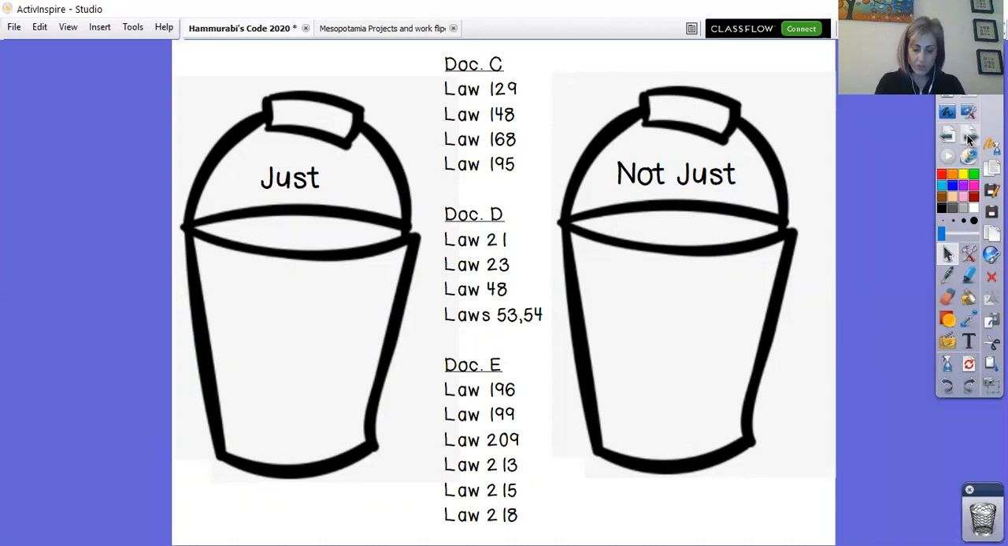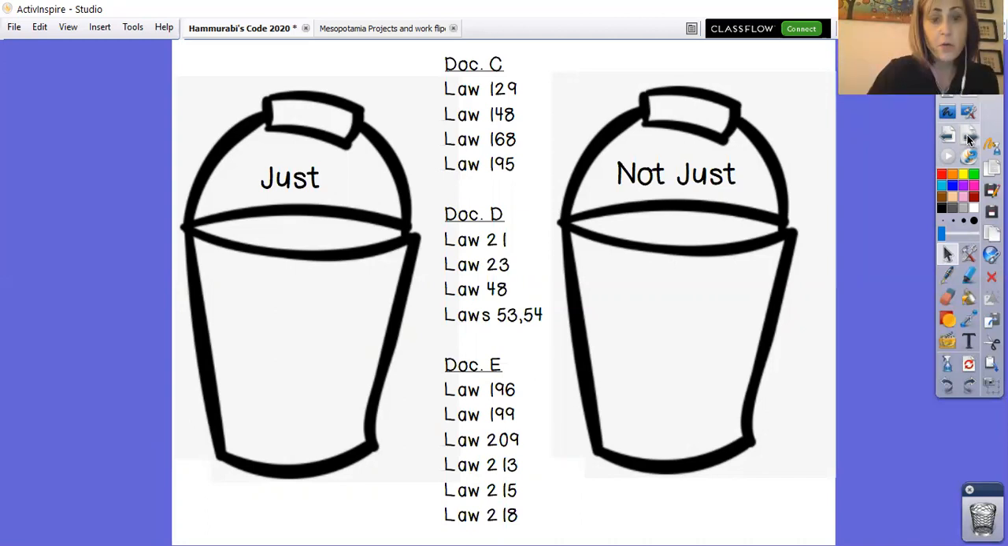All right, I'm going to draw 2 buckets. My buckets look like this. Sorry, this is the crazy house. And one bucket is going to say fair or just. And one bucket is going to say not just, like you see there. So it's going to look like this, just and not just. And again, this is on the back of this.